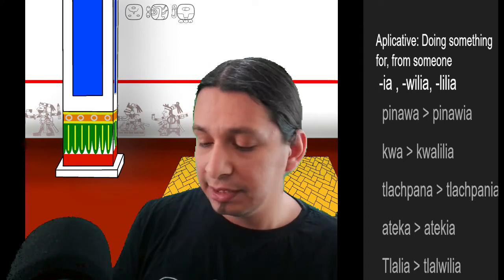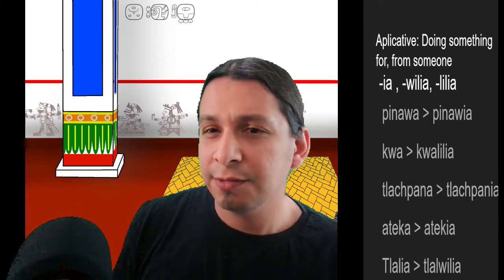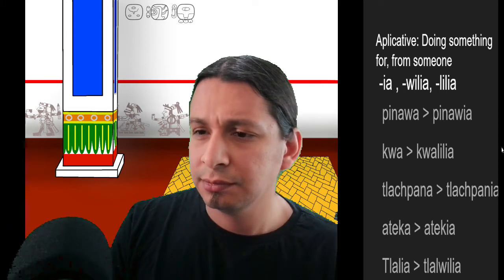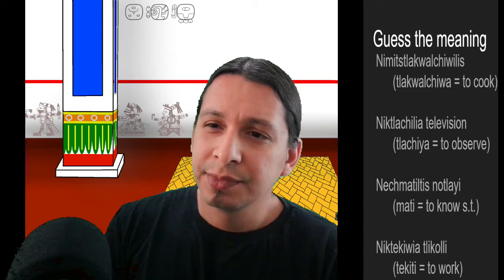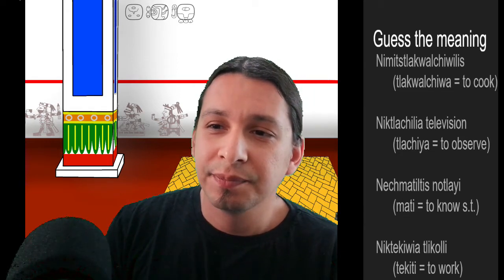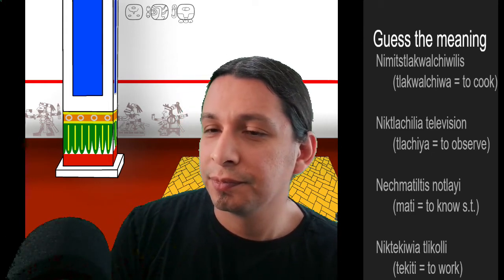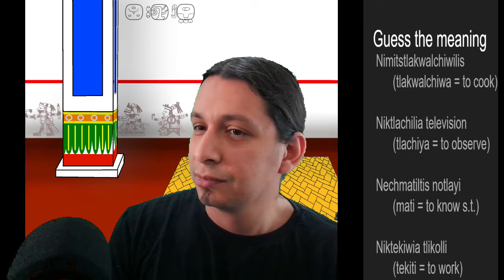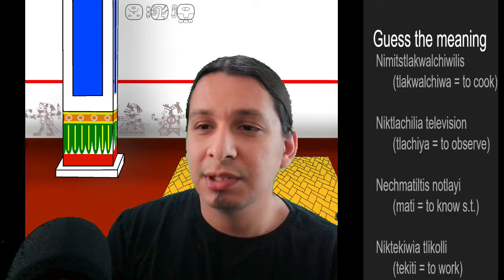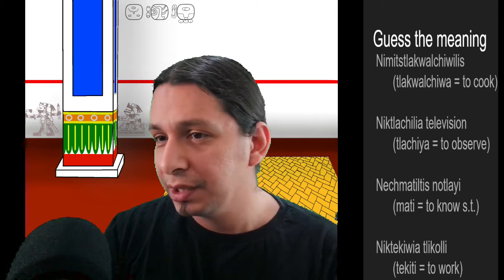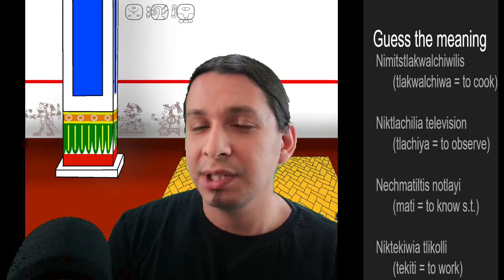Tlalia is to place something down. Tlalwilia is to place something down for someone. Guess the meaning. Nimitz tlacualchihuilis. By the way, tlacualchihuah means to cook. Again, nimitz tlacualchihuilis from tlacualchihuah. And nimitz means I to you. So I'm going to cook you? No. It would mean I'm going to cook for you.